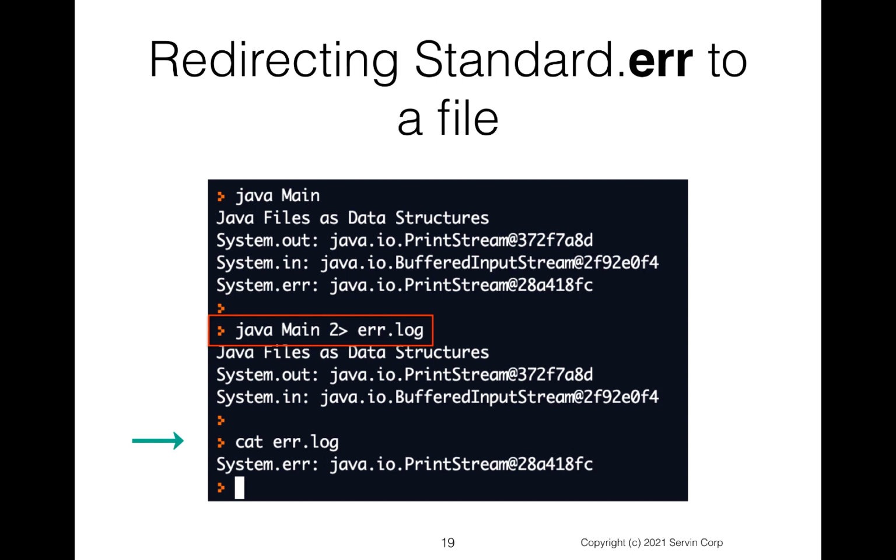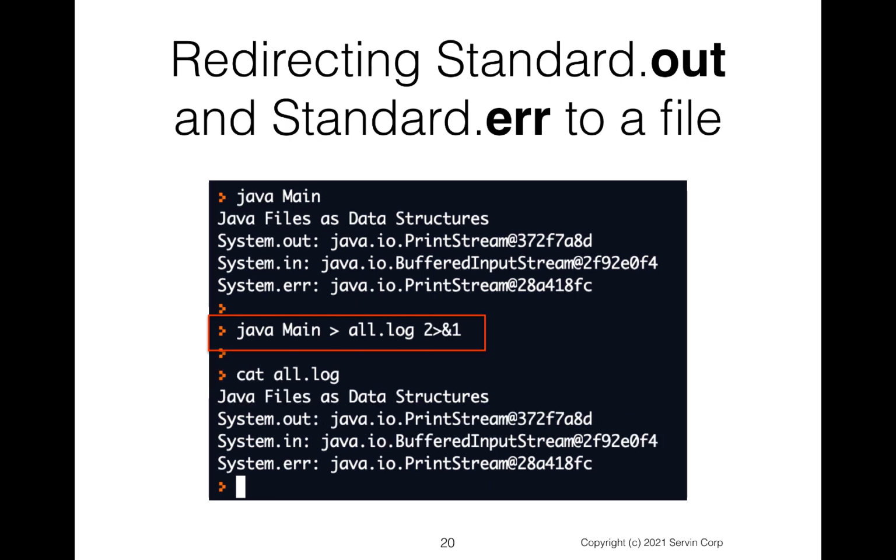And in fact, at the bottom, when I say cat error.log, we see System.err, and that was what was redirected. So in the previous slide, we saw how to redirect standard output. In this slide, we're seeing how to redirect standard error. Of course, it turns out you can redirect both at the same time.